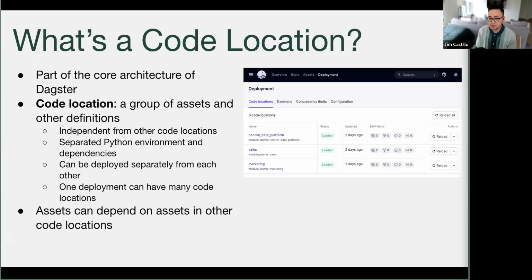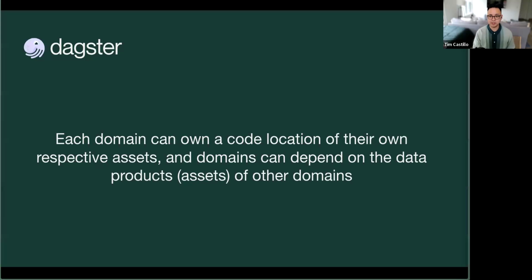And despite these separations and barriers, assets can depend on other assets in other code locations. So you can build assets in your domain from the data products in another domain. At a mile-high view of everything, this is the basis of setting up a data mesh in Dagster. Each domain can own a code location of their own respective assets, and domains can depend on the data products or assets of other domains.